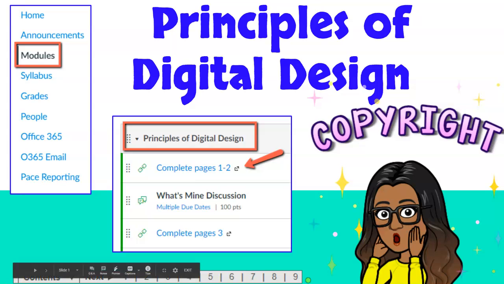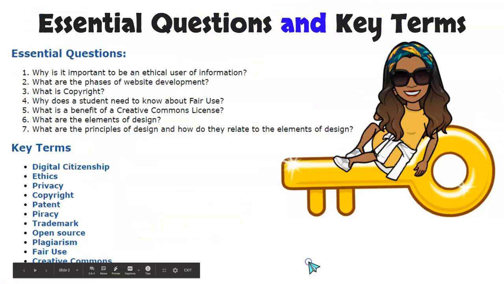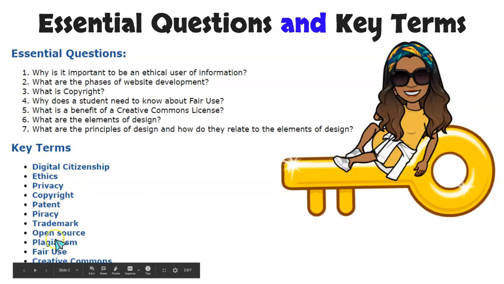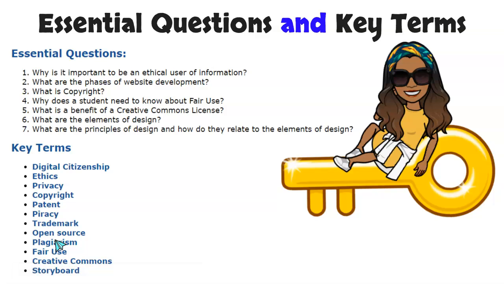So we do have 9 pages of content for this module. So let's go ahead and jump right in. The first thing you're going to see when you go through the module content is your essential questions and your key terms. So please make sure that you put your mouse on each one of the key terms, read them, know them, understand them, be able to use those words in a sentence.